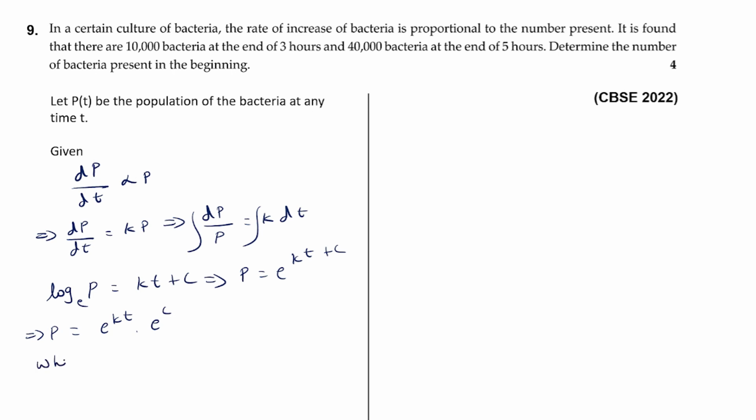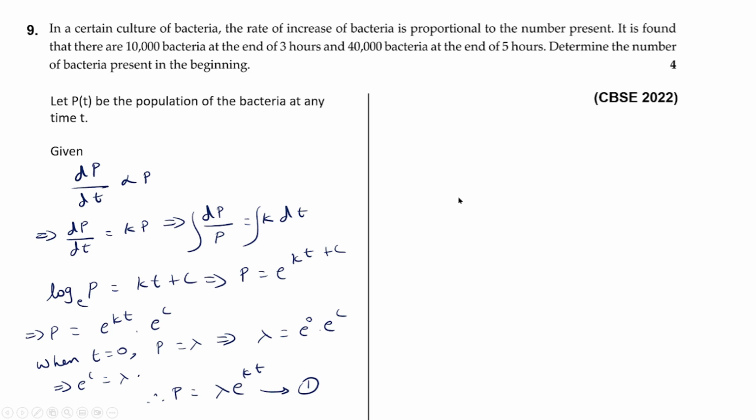Now let us take when t equal to 0, P equal to lambda. So from this we get lambda equal to e raised to 0 into e raised to c. As a result we get e raised to c as lambda. Therefore P equal to lambda e raised to kt. So this is the required model. Deriving this model carries 2 marks.